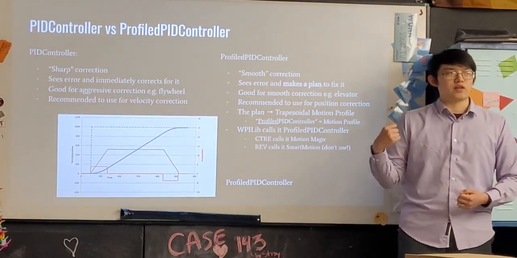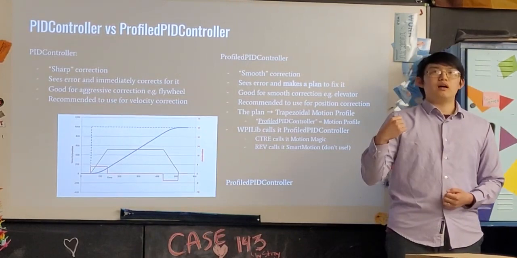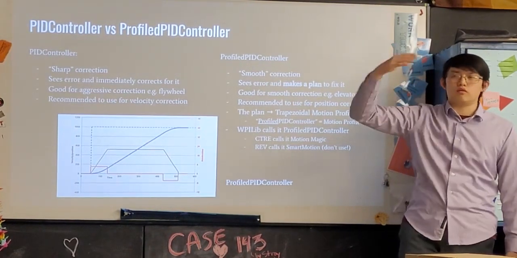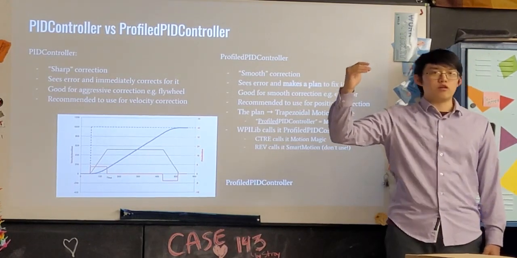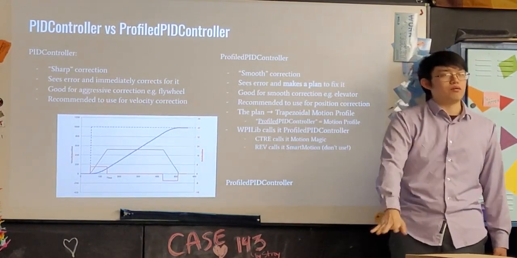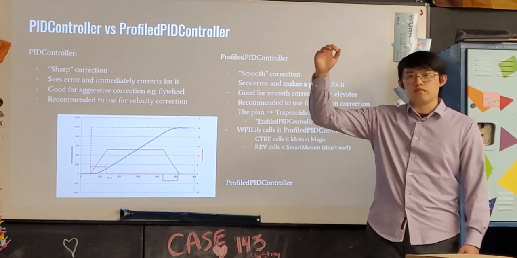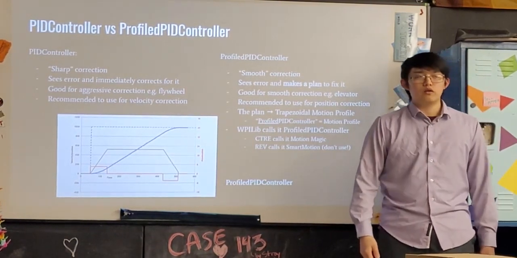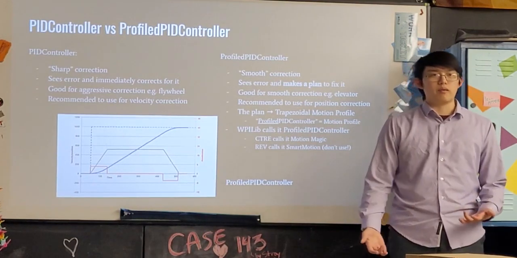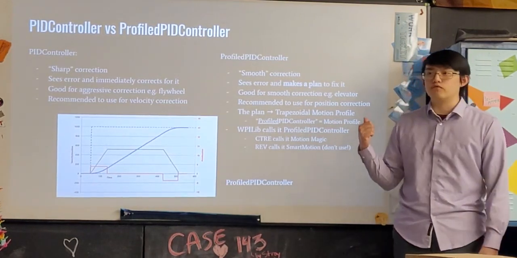Take, for example, an elevator. Say you're at 2 meters and suddenly you set the set point to 0 meters. You don't want the elevator to just come crashing down, right? To get there as fast as possible. You want it to go in a smooth manner. That's what a profile PID controller is for.